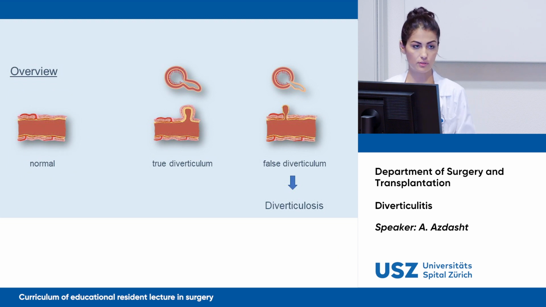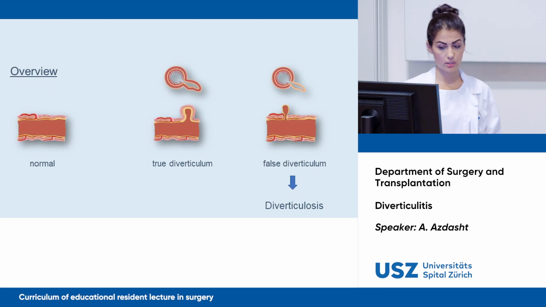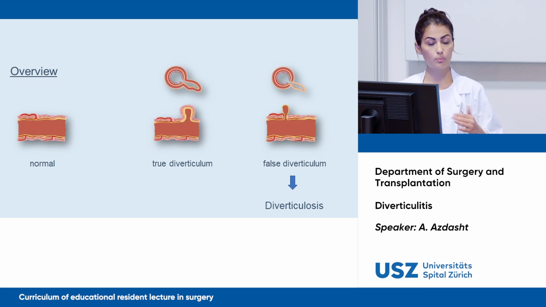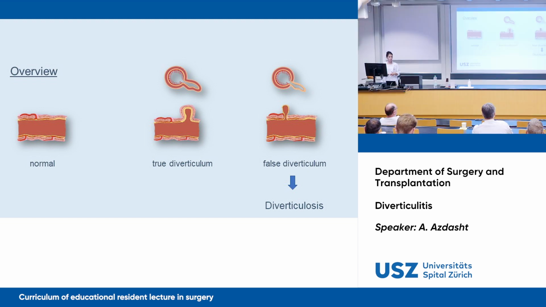So first of all, we have to differentiate between diverticula. On the one hand, we have a true diverticulum, where there is an outpouching of all layers of the colon wall, so the mucosa, the submucosa, the muscle layer, and the serosa. And on the other hand, we have a false diverticulum, where only the mucosa and the submucosa are herniated. This is the situation we have in diverticulosis.